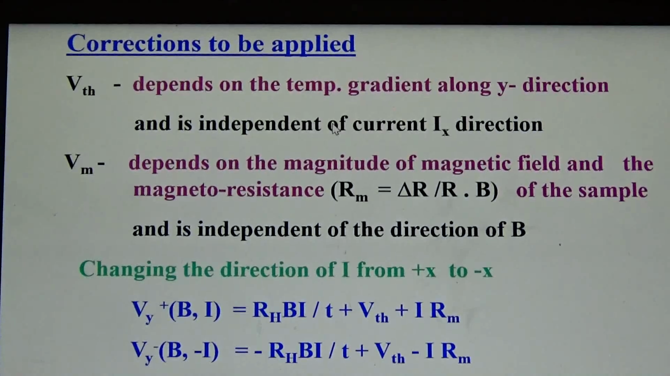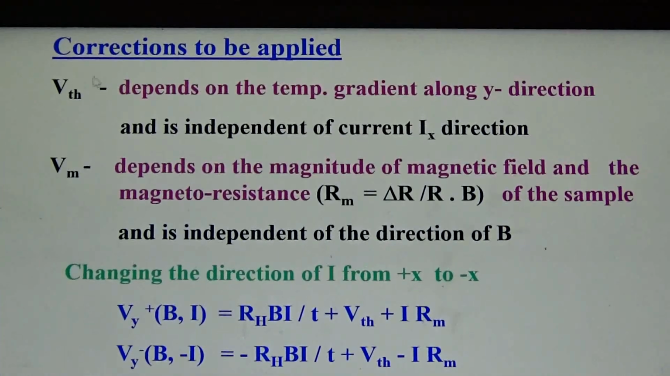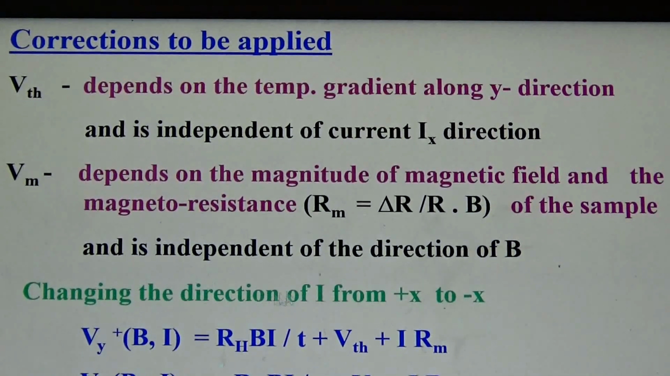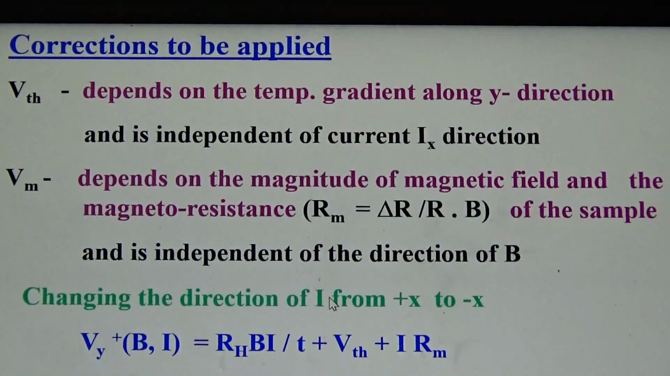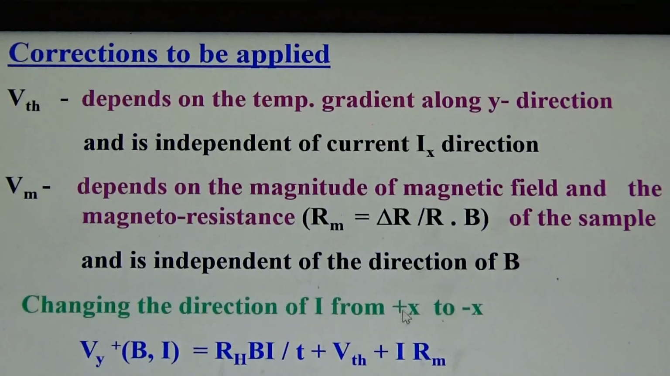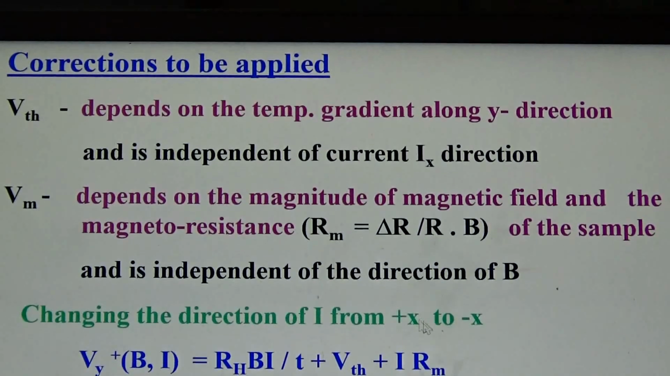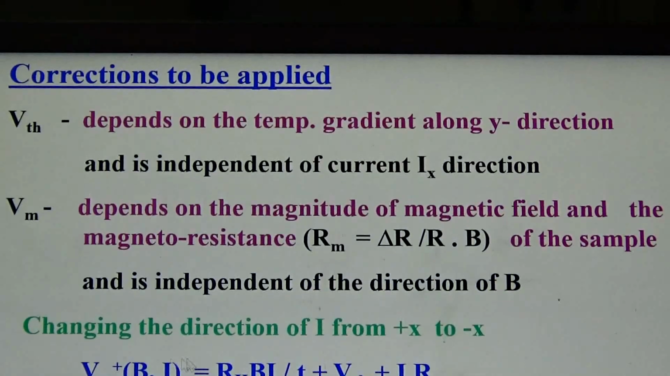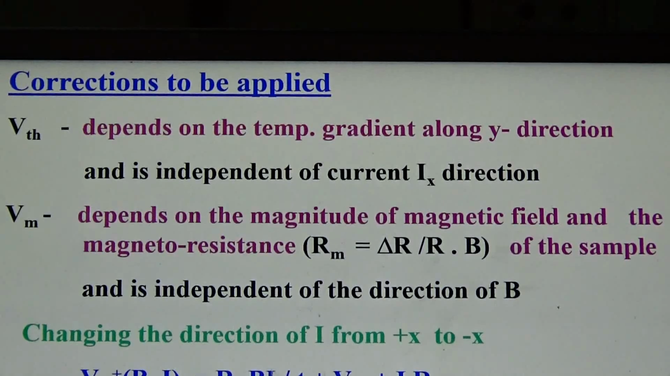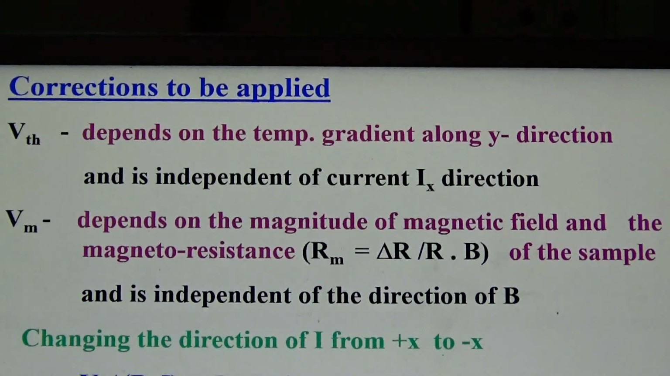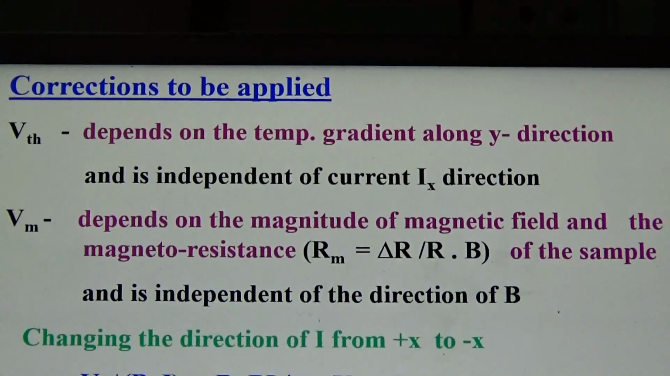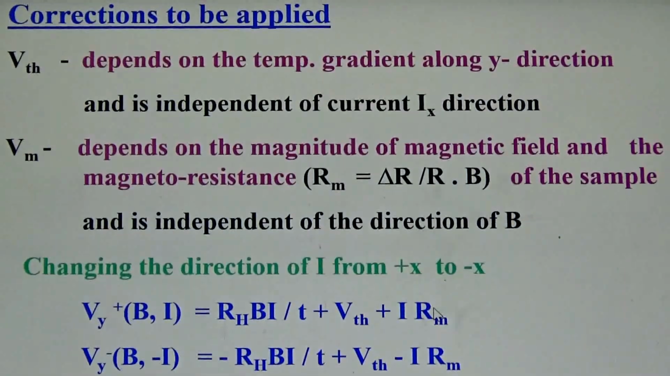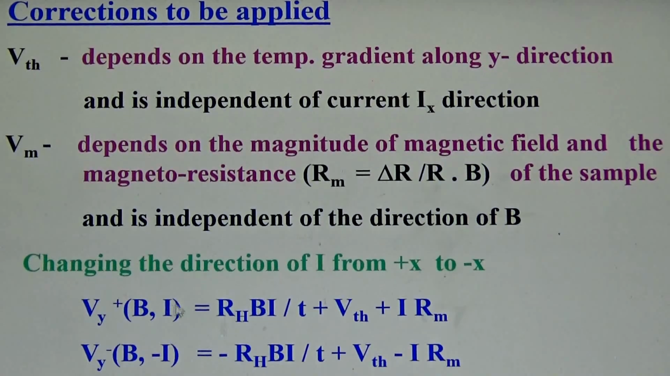So how do we go about it? For correcting the thermo EMF, you simply need to change the direction of the electric field, or the direction of the current, from plus X to minus X. By doing that, if you see the measured voltage, it consists of the Hall voltage, which is given by this, plus the thermo EMF, plus the magnetoresistance contribution. Basically, I is the current we are passing and Rm is the magnetoresistance contribution. So this voltage also is contributing.